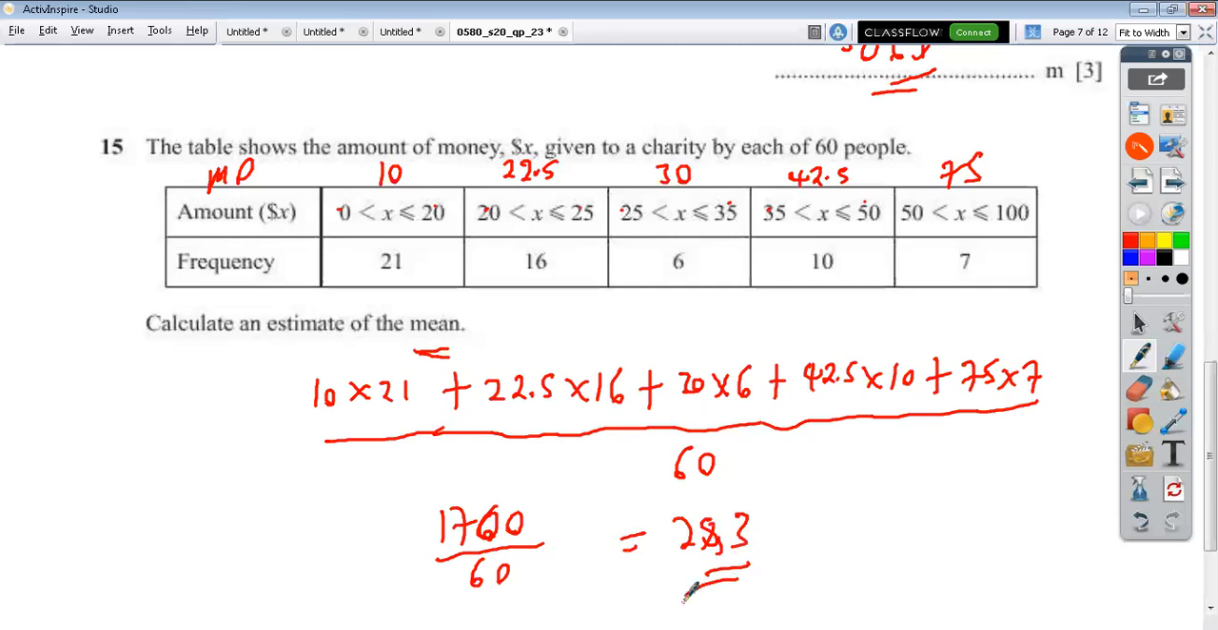Is that all you're getting? Yes, sir. 4 marks for free.